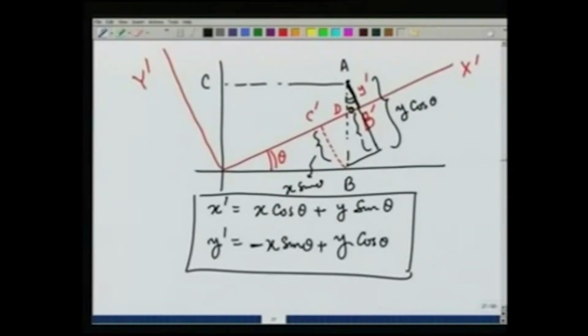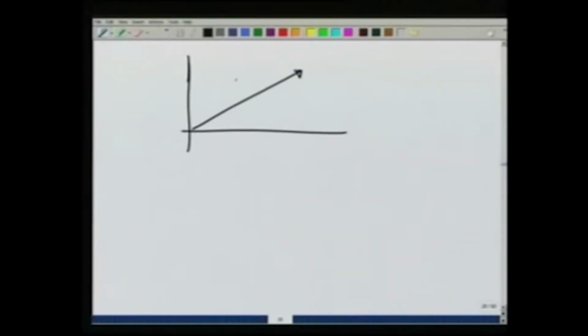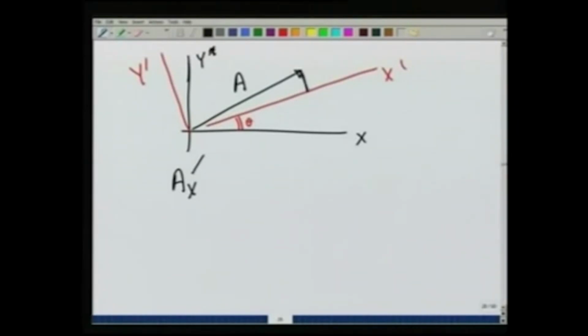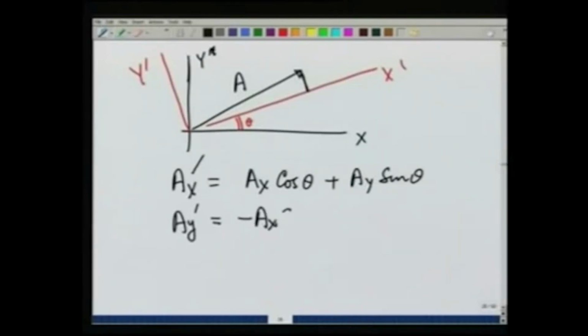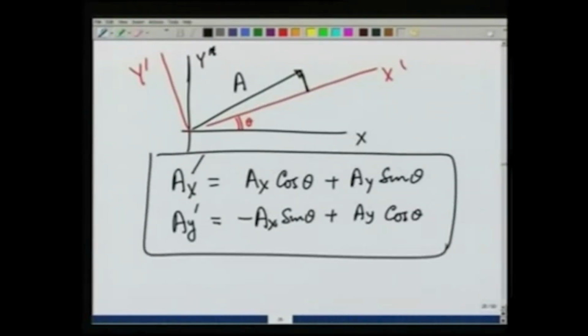and this is how the x and y components of the vector are going to change. I wrote this for a displacement vector x and y, but in general you can do the same exercise and you would find that if I look at a vector A in the two frames, which are rotated with respect to each other, then A x prime, that is the component of A in the rotated frame, is going to be equal to A x cosine of theta plus A y sine of theta, and A y prime is going to be equal to minus A x sine of theta plus A y cosine of theta. This is how the components of a vector transform.